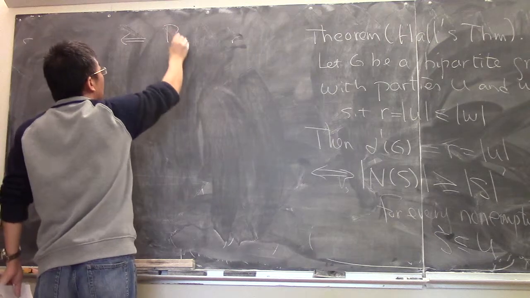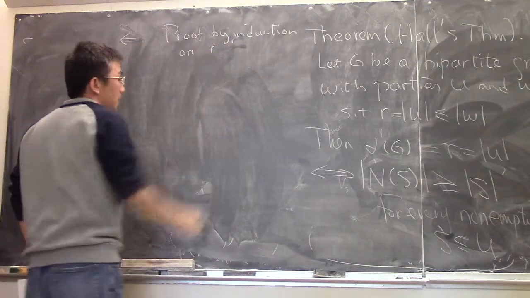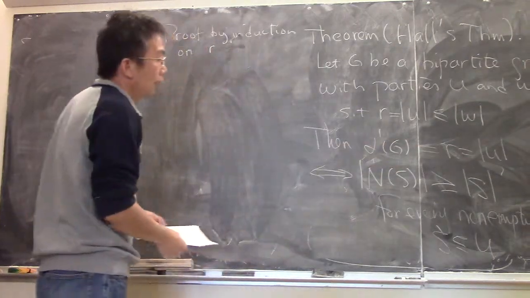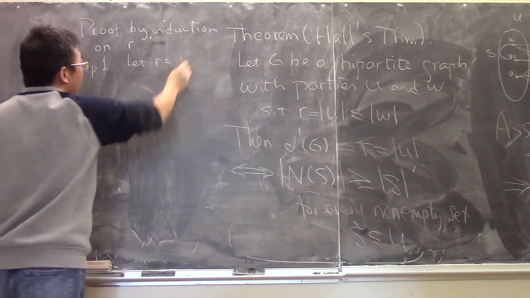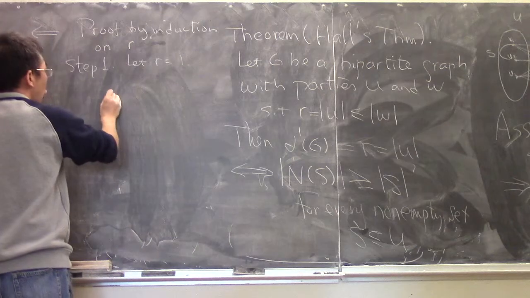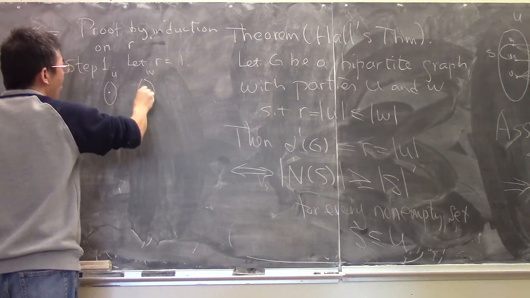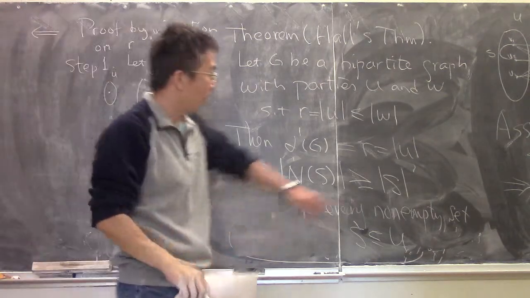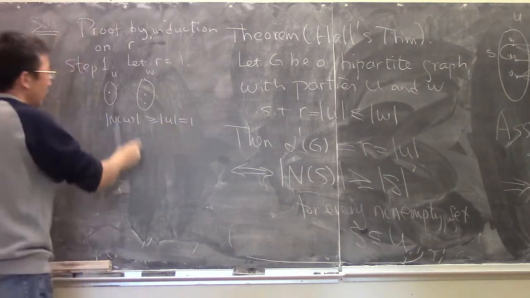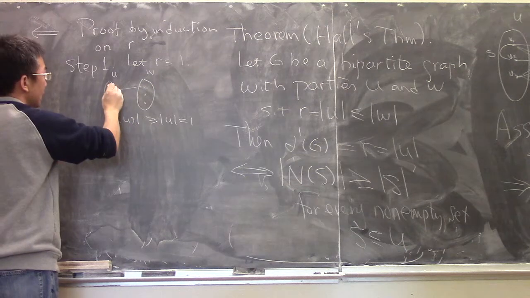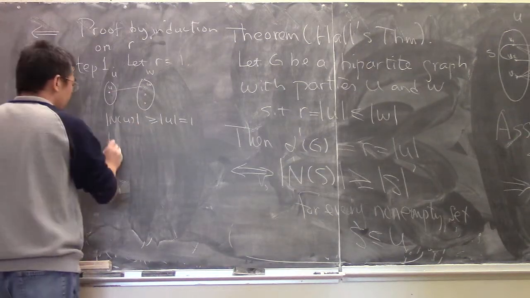We are going to do a proof by induction on R. Step 1: let R equal 1. Then this is easy because you only have one vertex in your U, and in W you have quite a few of them. But I know from this condition that the cardinality of the neighborhood of U should be larger than or equal to the cardinality of U, which is 1. So there is at least one element W in the neighborhood, and you will be able to find a match from U to W. So this is easy.